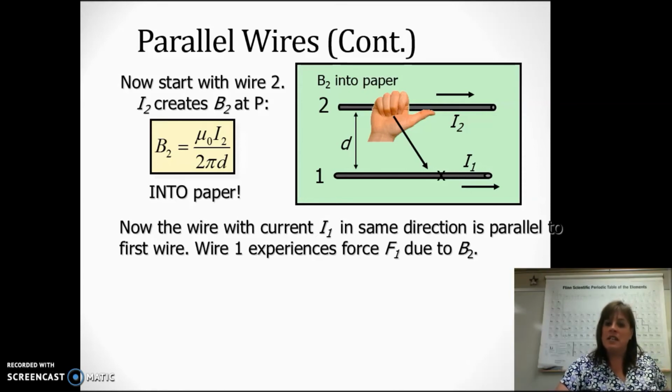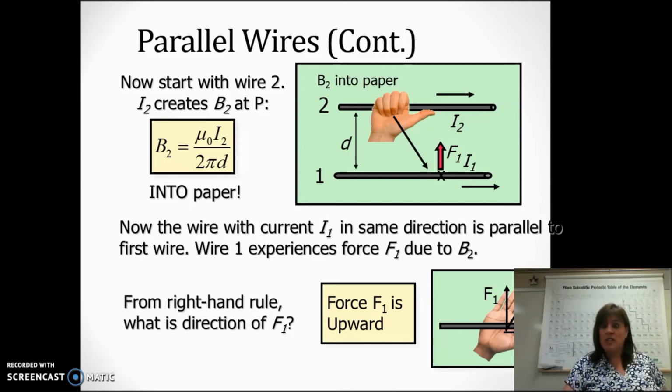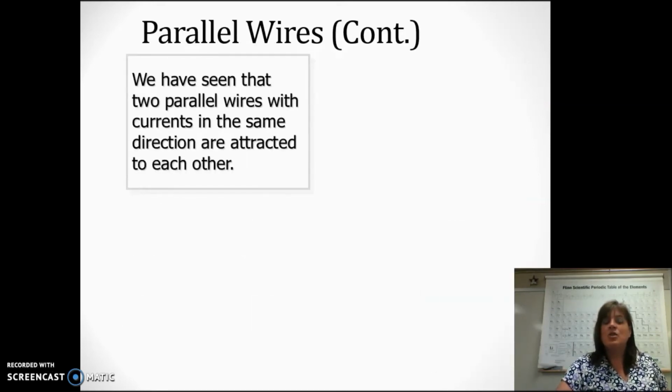Well, put your fingers into the page. That's the way we said the magnetic field was pointing, down below wire 2. Put your thumb to the right. What way is your palm pointing? Your palm is pointing up. Cool! So the force on wire 2 from wire 1 is down. The force on wire 1 from wire 2 is up. That means it's an attractive force.